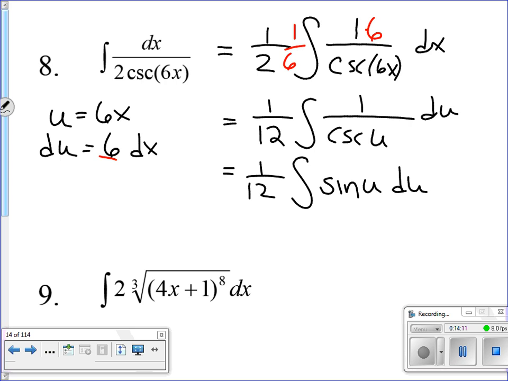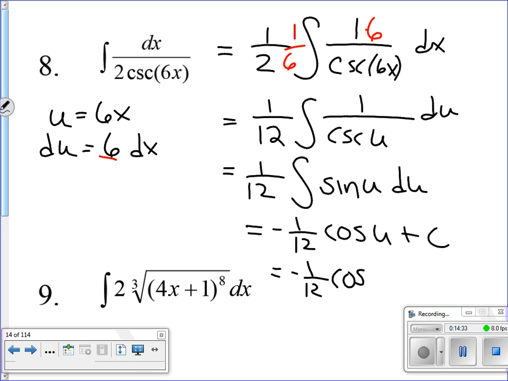Now, yes, we have an integration formula. The antiderivative of sine is negative cosine. So we have negative cosine u times 1/12, or negative 1/12 times the cosine of u. We've taken the antiderivative. Now we switch it back to x's, and so our final answer is negative 1/12 times the cosine of 6x plus c.